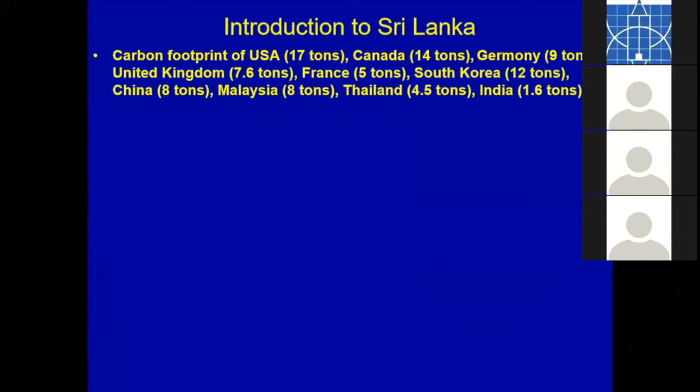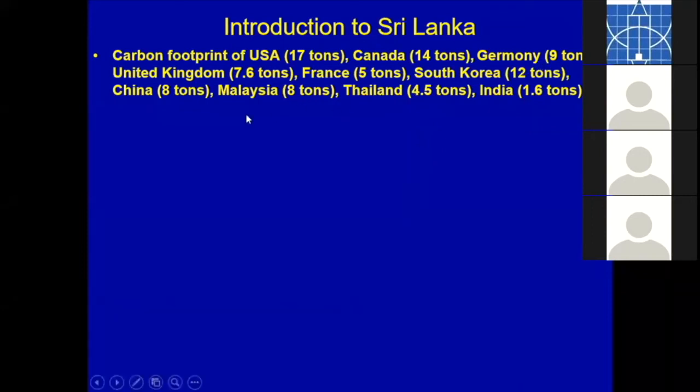And then we have to also know that Sri Lanka is a very good country when it comes to carbon footprint. The carbon footprint of USA is about 70 tons. Canada is about 14 tons. Germany it's about 9 tons. UK it's about 7.6 tons because they use nuclear as well. For France, 5 tons. You can see France is an industrialized country, but most of the electricity is generated by using nuclear. So because of that, they have low carbon footprint.